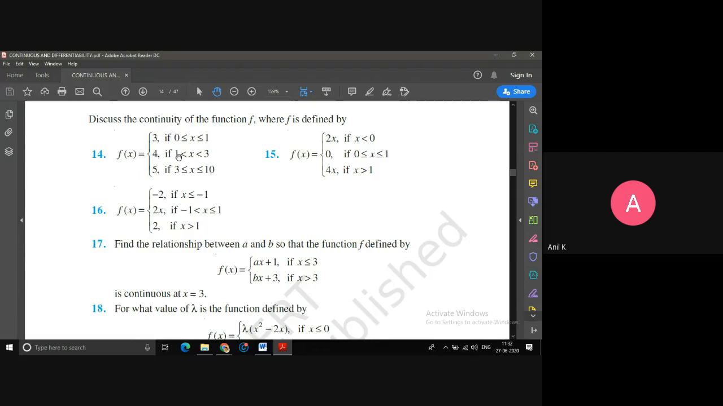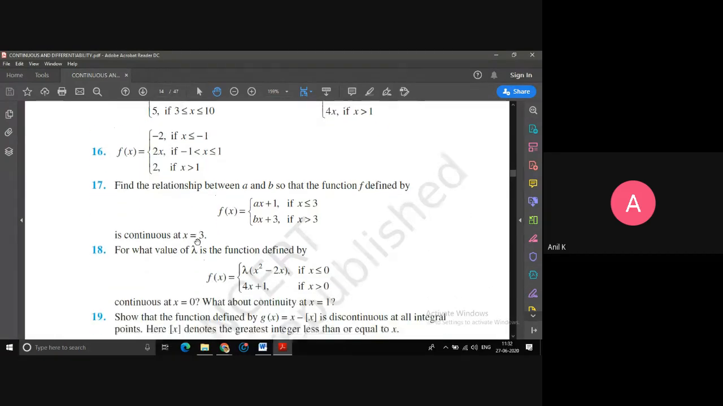I have to find the continuity at x equals 1 and at x equals 3. I think this will come discontinuous only. Just check it out. Because for x less than 1, my functional value is 3. For x greater than 1, the functional value is 4. So 3 is not equal to 4. Similarly, at 3 also the function is going to be discontinuous. Even this also you try, 15th, 16th also you try.